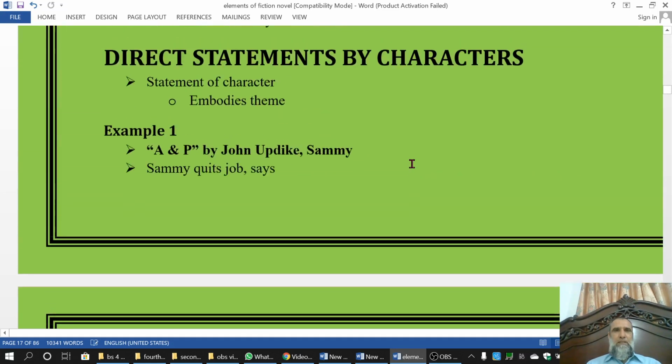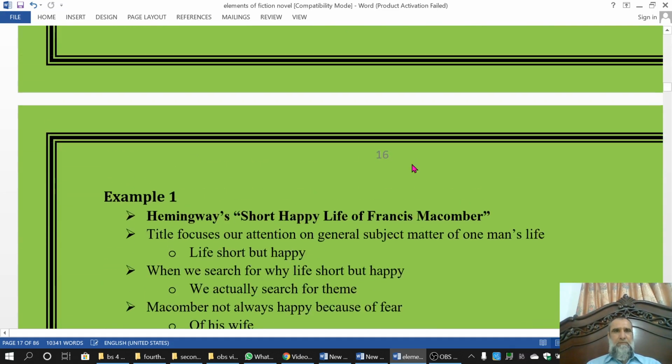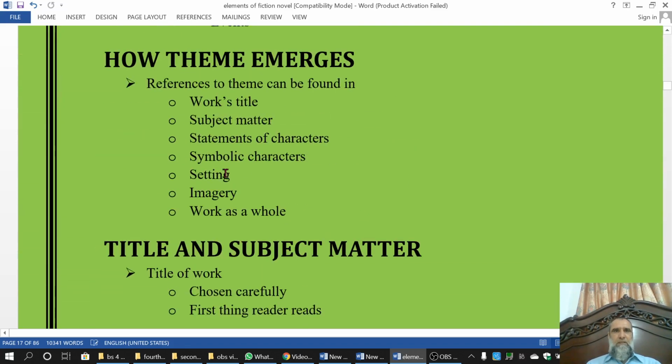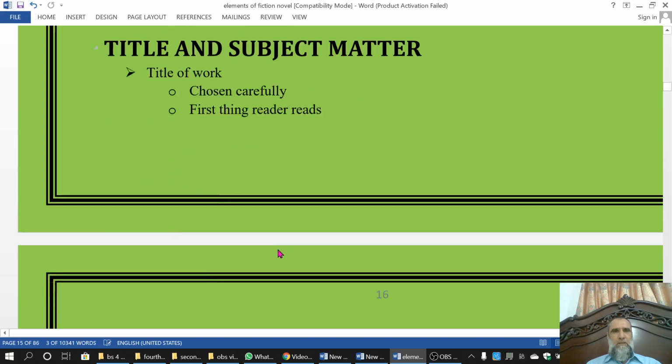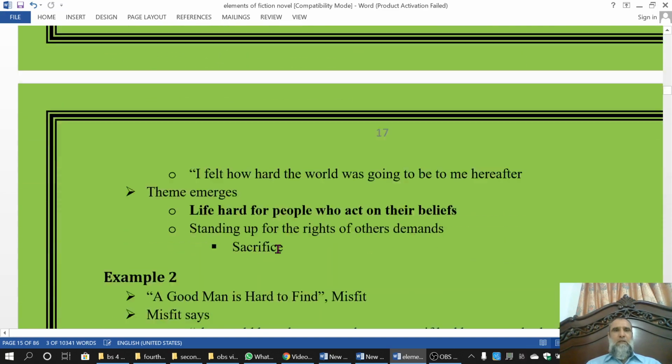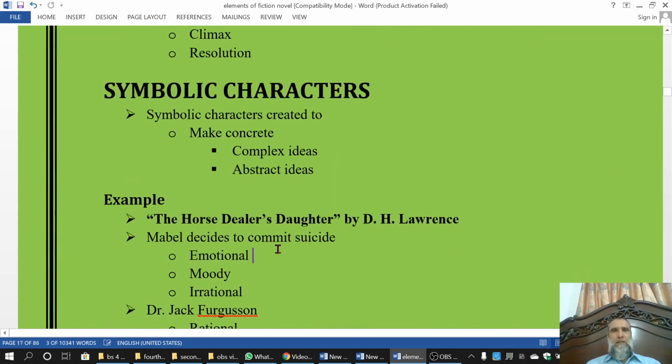The next point is, as you can see these points here, the next is the symbolic characters. How do we come to know about the theme? We come to know about the theme through symbolic characters.